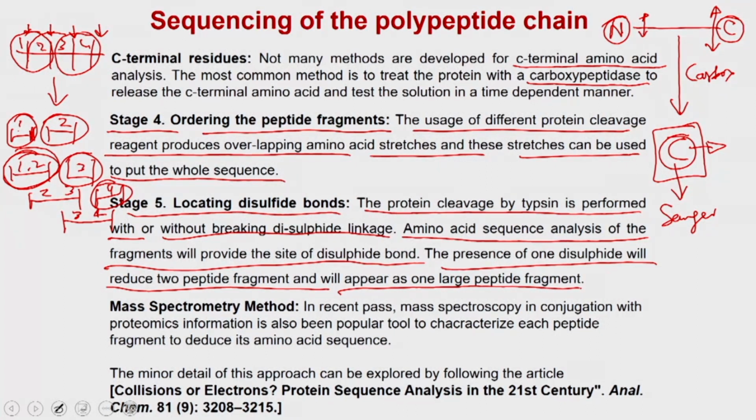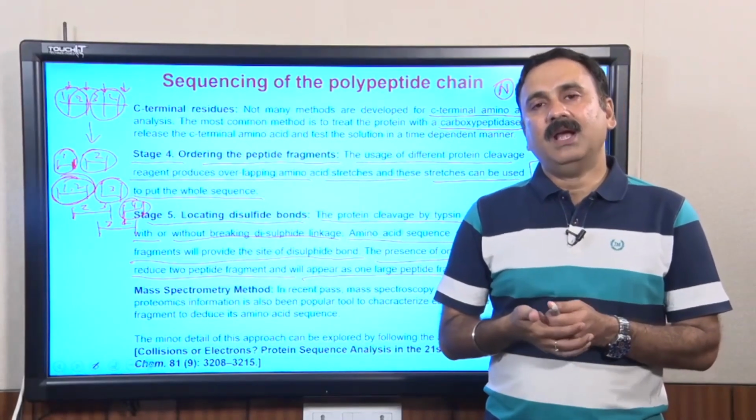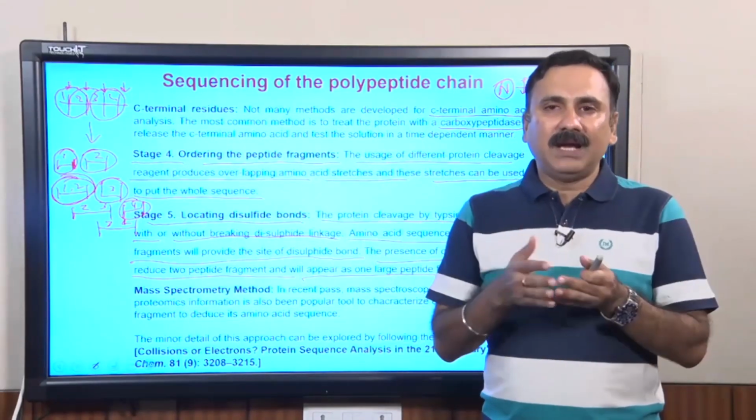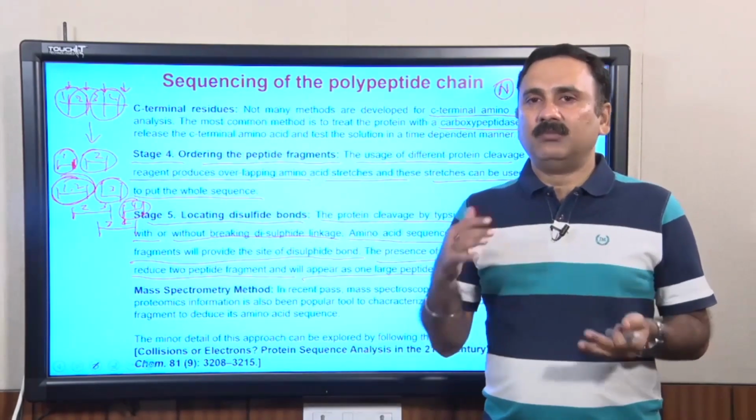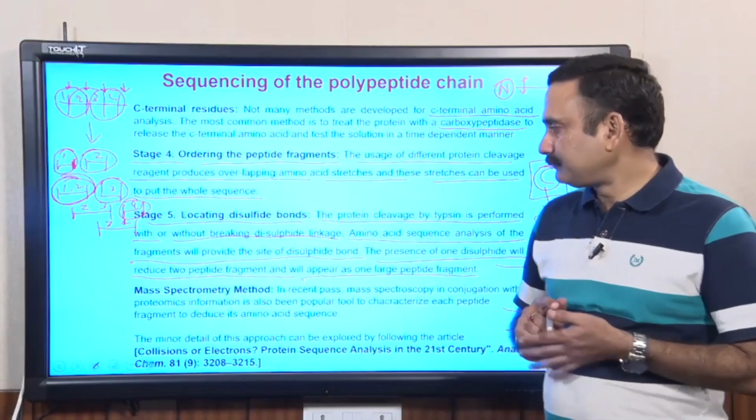You can understand this. If you have a peptide sequence with a disulfide linkage, and suppose I do not break this disulfide linkage, then if I cut from here, I am going to have this large fragment, whereas if I break the linkage, I am going to have 2 fragments. So, if I do not remove the disulfide linkages, and even if I cut with trypsin, I am going to get a large fragment, and that kind of analysis is going to tell me the position of the disulfide linkages within that particular protein sequence.